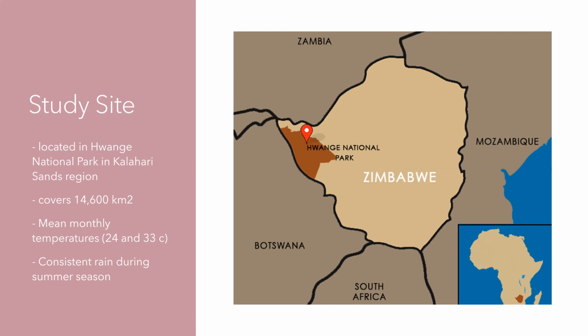And it's the same thing with the rain. The study was done during the dry season, so it's pretty consistent in not having rain. And if it does rain, like I said, it's consistent. Then this picture is just showing where it is located. If you look over here, this little red dot is showing where the national park is.